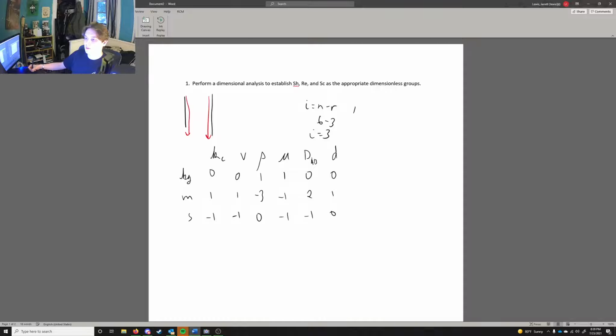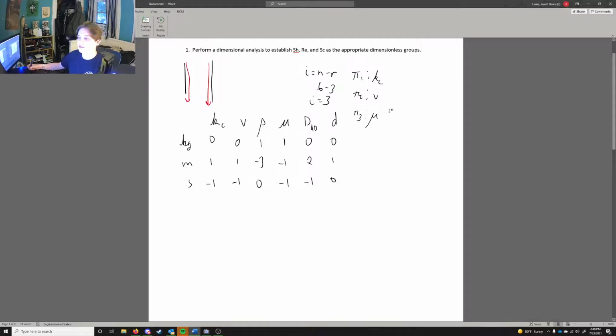We need 3 pi groups, so it'll be pi 1, pi 2, and pi 3. And so we need to establish what variables we need to head off the groups, something that we can easily cancel out. So we're going to have Kc be 1, so pi 1 is just going to have Kc, and pi 2 is going to have the velocity because it has the same units as the mass transfer coefficient, so that'll just be easier. And then next we're going to do the viscosity. And you'll see later on why we chose velocity as our second group. It just makes things a lot easier, because we'll have to do less calculations, less math.